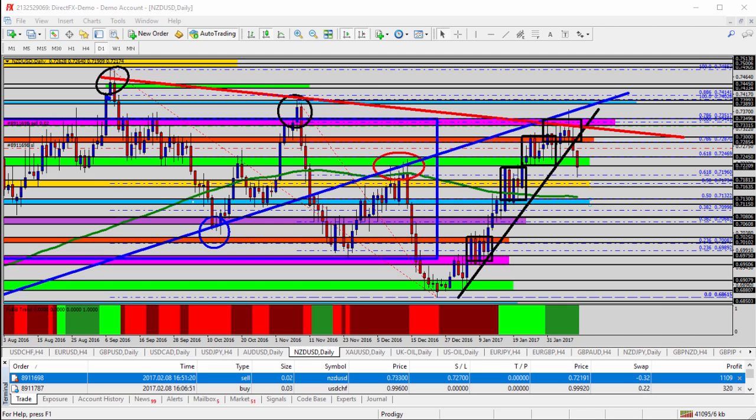In just a moment, we'll be taking a look at the AUDUSD, the Australian dollar versus the US dollar, for today's trade analysis, but I want to recap a couple of the trade suggestions made since yesterday.